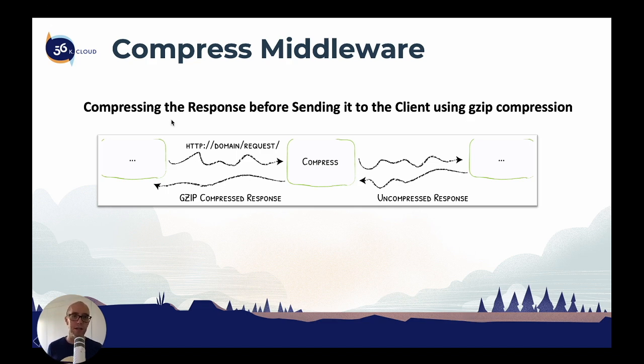How that works is, again, here's our router, and our compress middleware is connected to the router. So if a request comes in that hits this router, then the compress middleware compresses the results and returns it as a response in a compressed way.